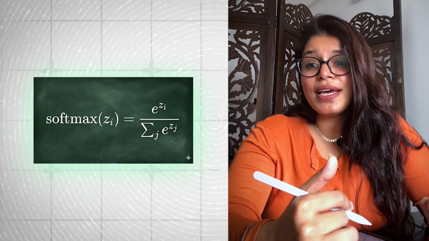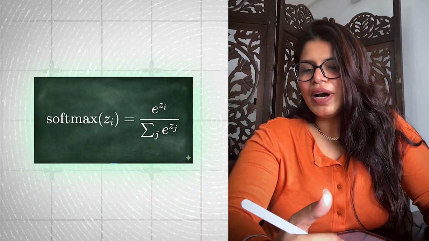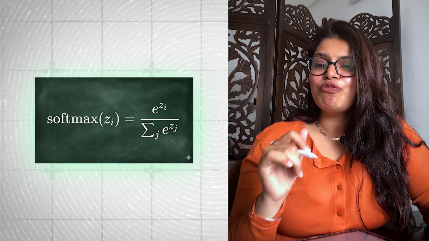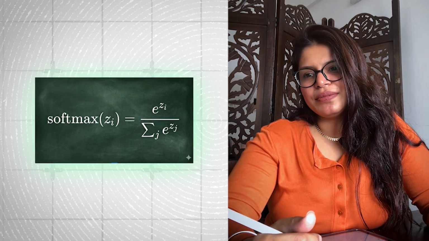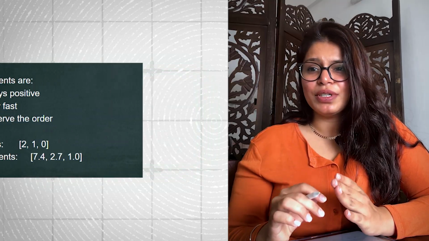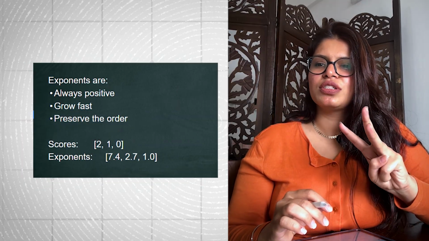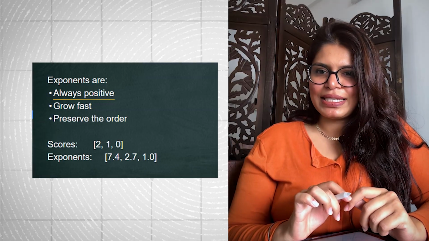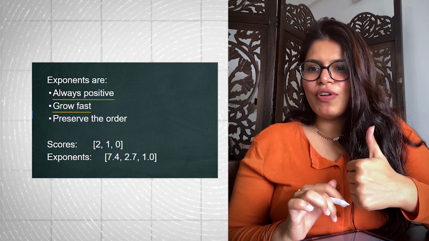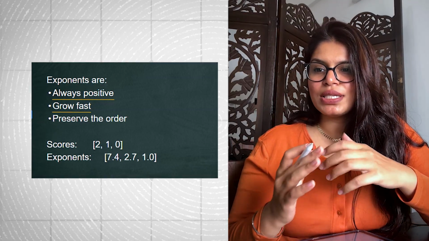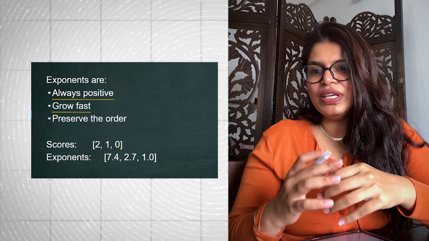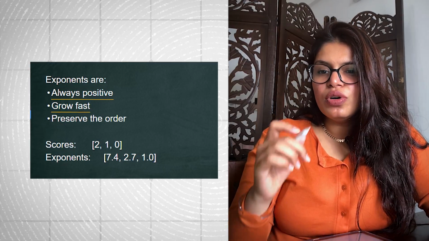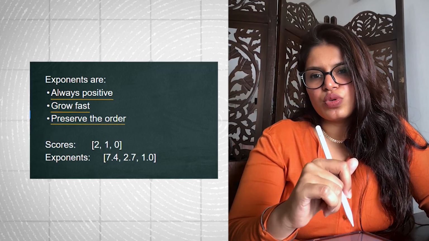The Softmax function uses exponentials. But why exponentials? Why not something else? Because exponentials have perfect behavior for our requirement. You can take the exponent of any number, positive, negative, or floats. The exponents are always positive, just like probabilities. Also, they grow fast, which helps us magnify the differences between them, so that we get a clear winner. Also, they preserve the order of the scores.